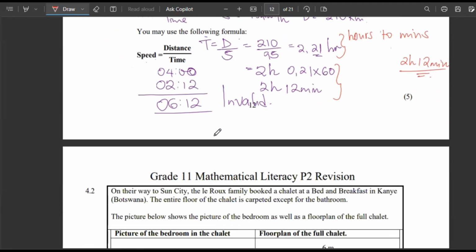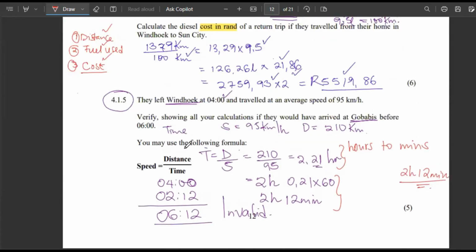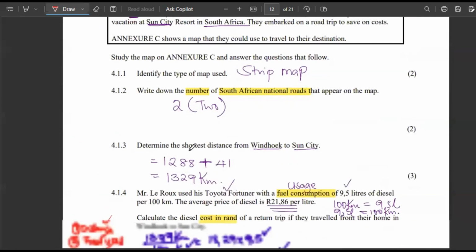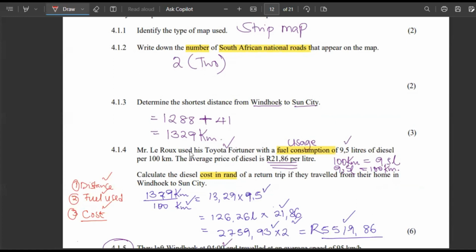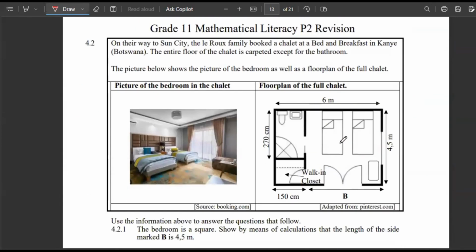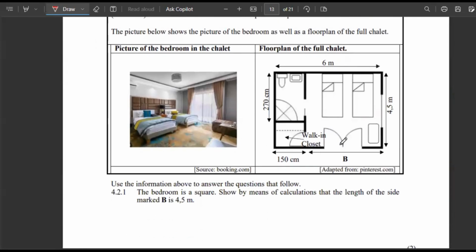Let's see if you still have some questions on, oh, this is all about the map. So simply meaning, when it comes to the map, if it's a strip map, it will be done like this, straightforward. We don't need a scale. But if it was a national map, we would expect to see a scale or a compass, direction, route description, all those. All right, let's look at 4.2. This now comes to perimeter and area.